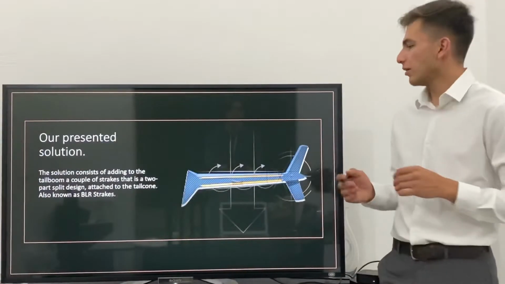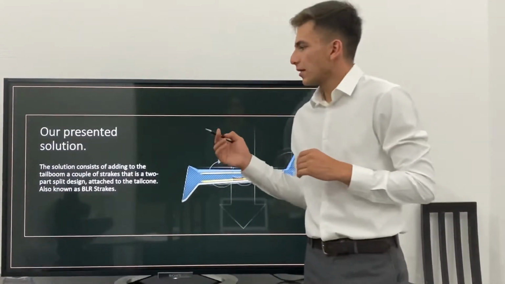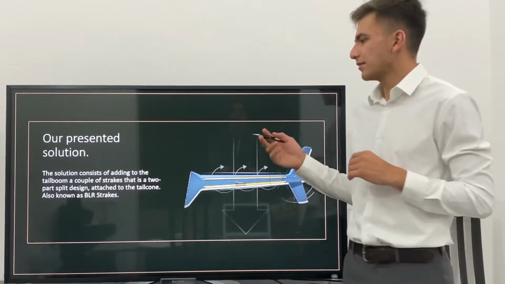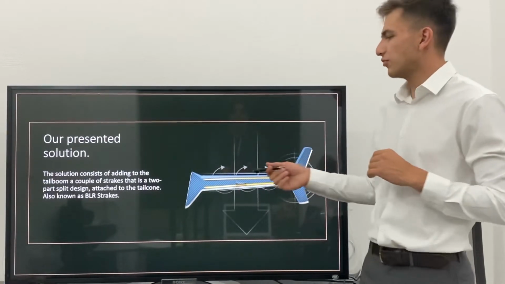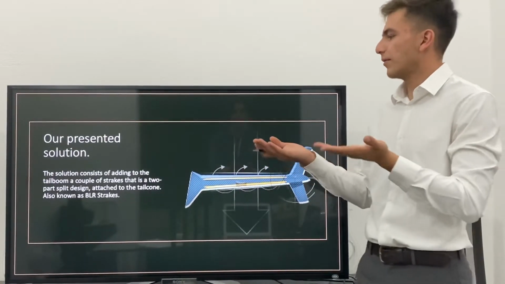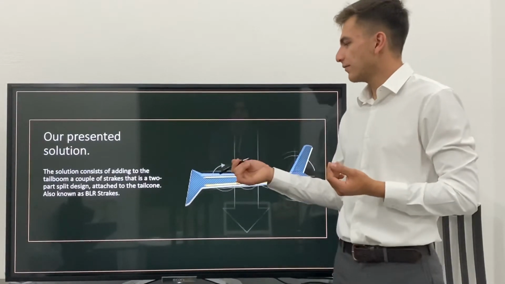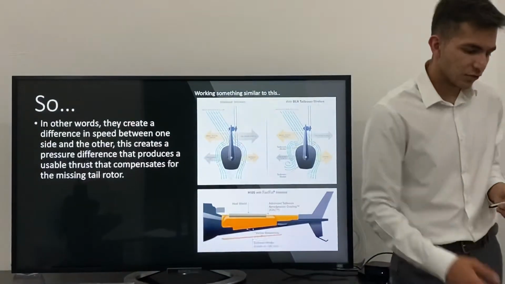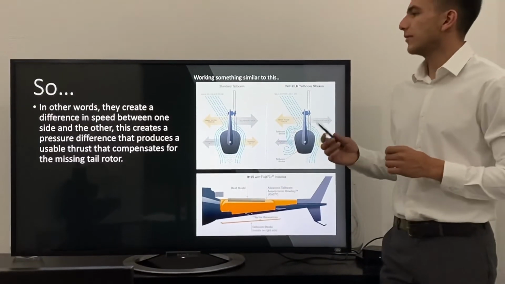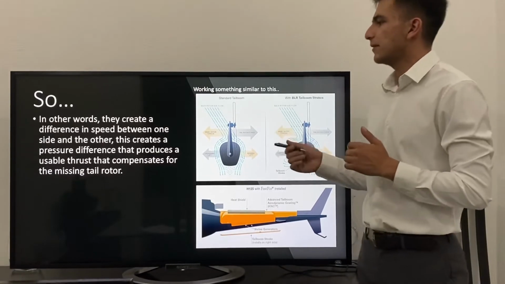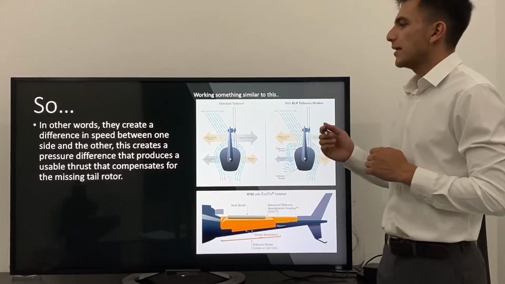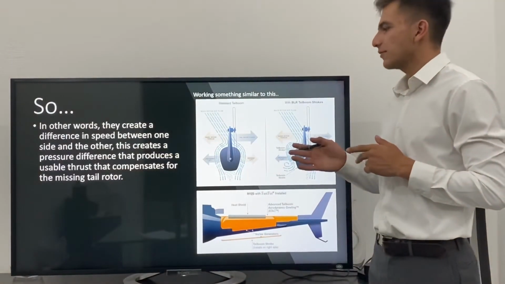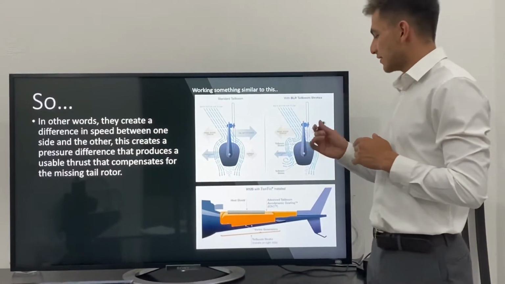And so our solution consisted of adding a tail boom strake, which is little blades or strips going from the beginning of the tail to the end of the tail, close to the tail rotor. In other words, they create a difference in speed between one side and the other. That creates a pressure difference that produces a usable thrust and torque that compensates for the missing tail rotor.